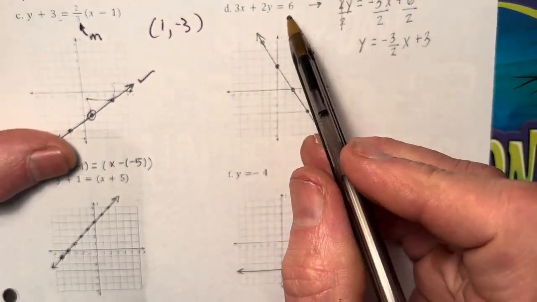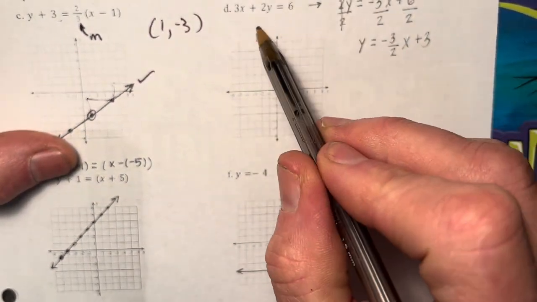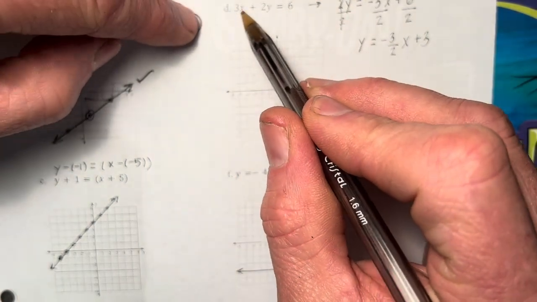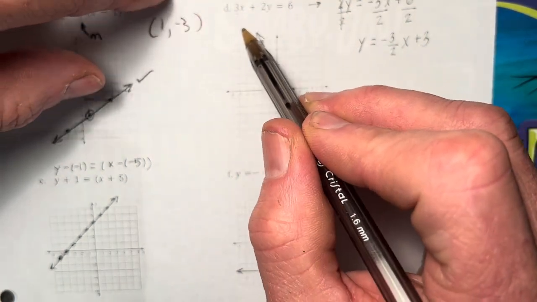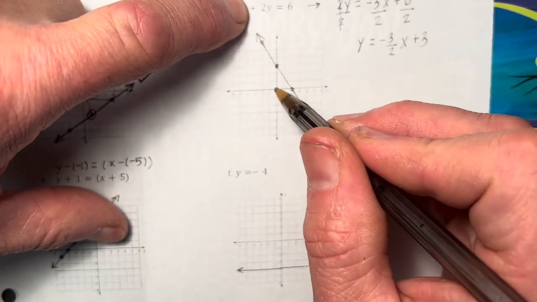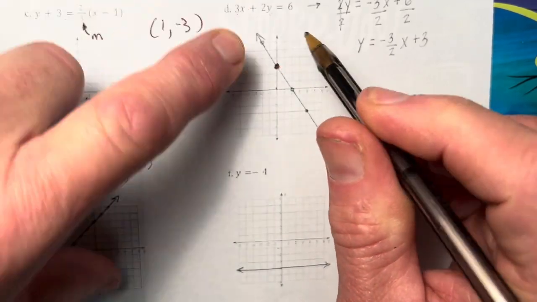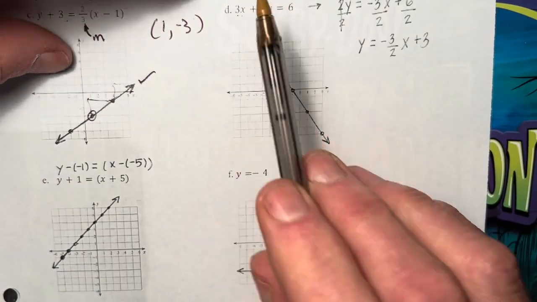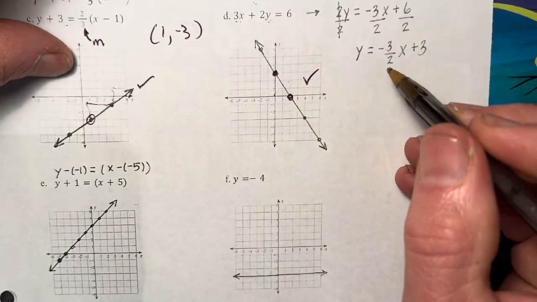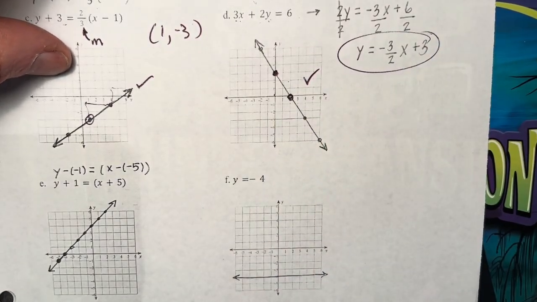I graph this one similarly, but I think it's perhaps easier to do it by intercept method. In this case, when 3 and 2 multiply to make 6, it's really easy to say when x is 0, y has got to be 3. So when x is 0, I go to 3. Then when y is 0, x is 2. Plot 2 points, you can graph it. There you go. If you want to convert it into slope-intercept form, that's easy as well.